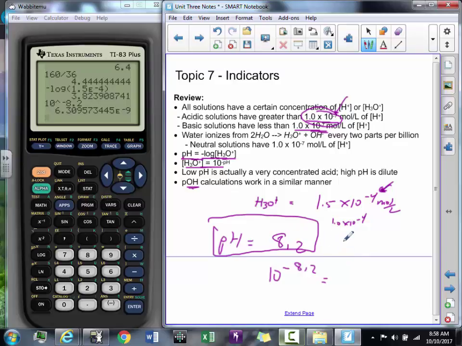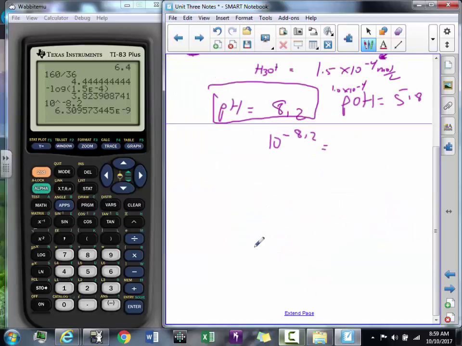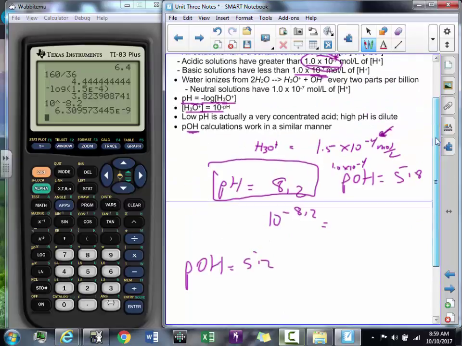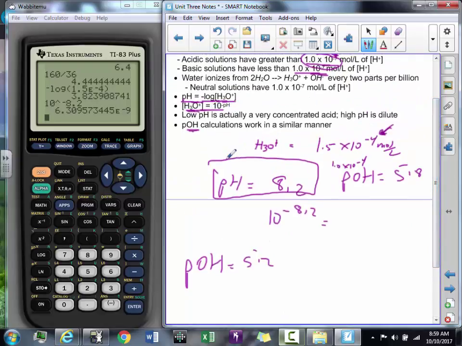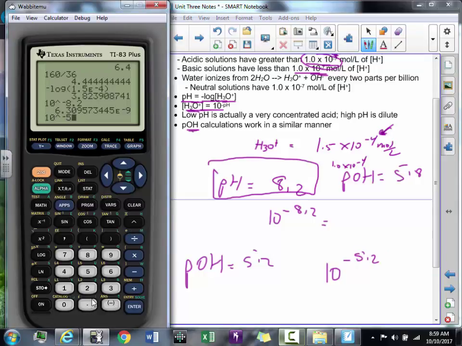If you have a pH of 8.2, there you go, yeah. So find the pOH. So what's the pOH going to be if the pH is 8.2? 5.8, because that's what adds up to give you 14, right? Okay. So then if you know that the pOH is 5.8, then those same formulas still apply here. To find your concentration, go 10 to the power of negative 5.8. There's our concentration of hydroxide.